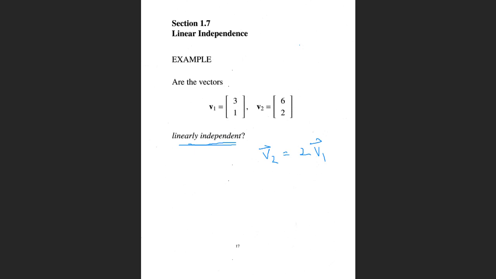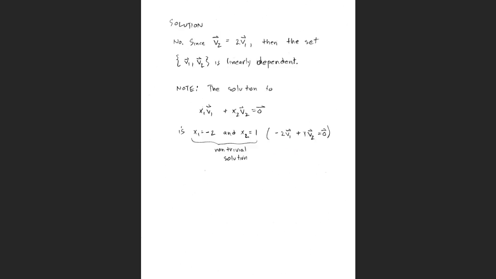That means there's a dependence relationship between these two vectors. Twice the first vector is equal to the second vector. So these two vectors, yes, they're two vectors, but they are not linearly independent. If we were to be more formal here, this is what we said. The second vector is twice the first vector.